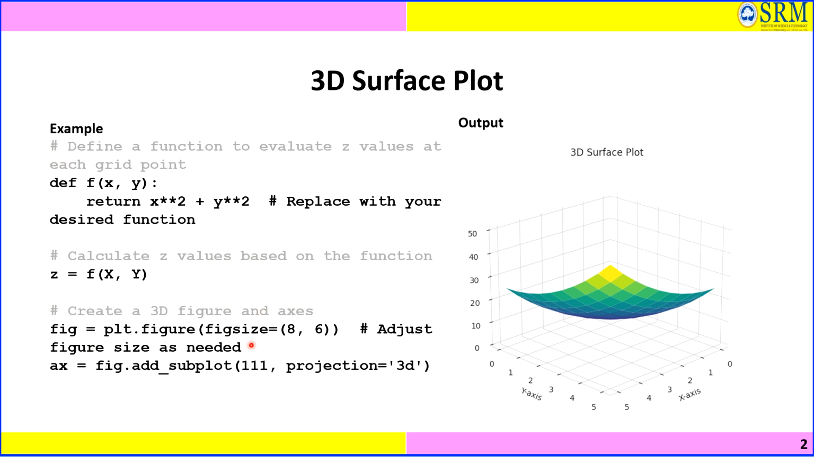So plt.figure to enable, then fig.add_subplot. This I discussed while discussing the scatter plot. The same expression you have to write: fig.add_subplot(1, 1, 1, projection='3d').